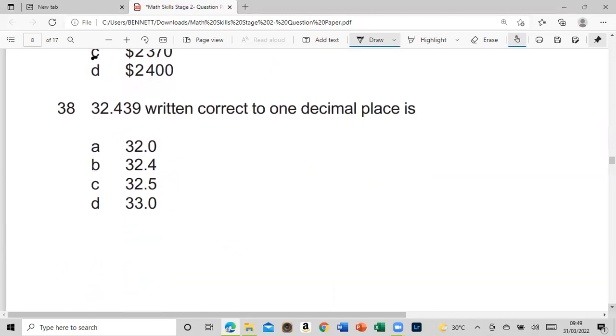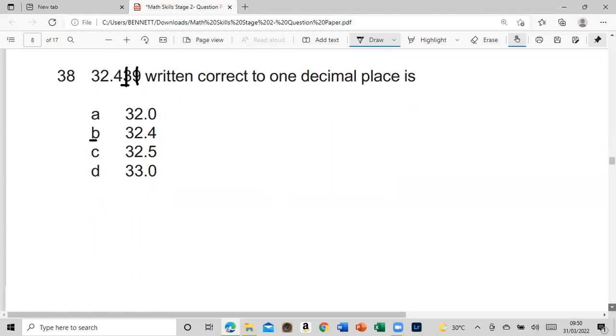32.439 written correct to one decimal place is? Now check. It means that one number must come after the decimal point. We check the number after it. If it's 5 and over, we add 1. If it's less than 5, we drop it off. So that will be 3, drop off all of the rest. So that's 32.4. Let's move on.